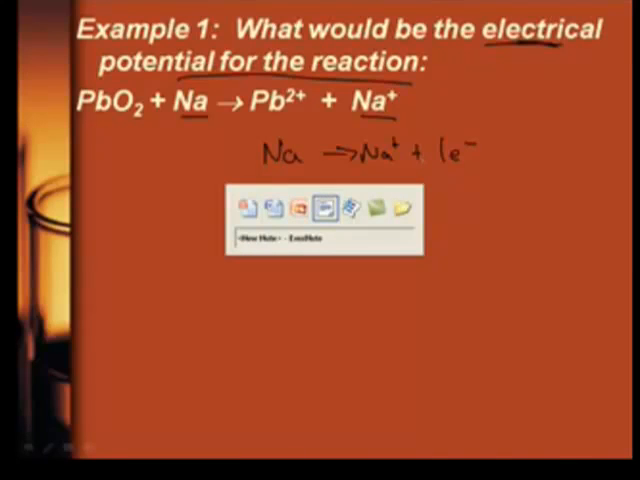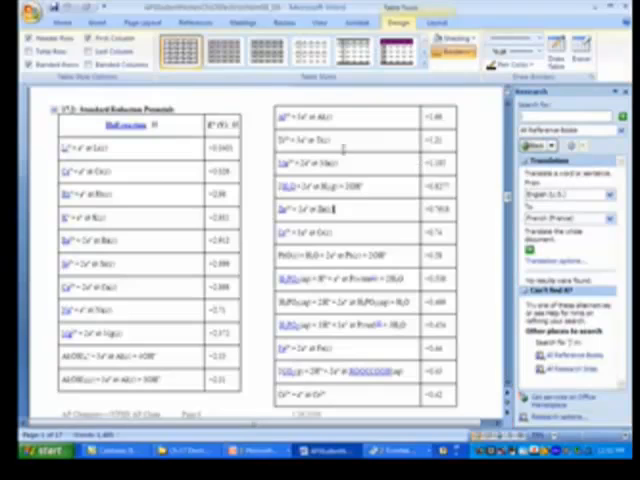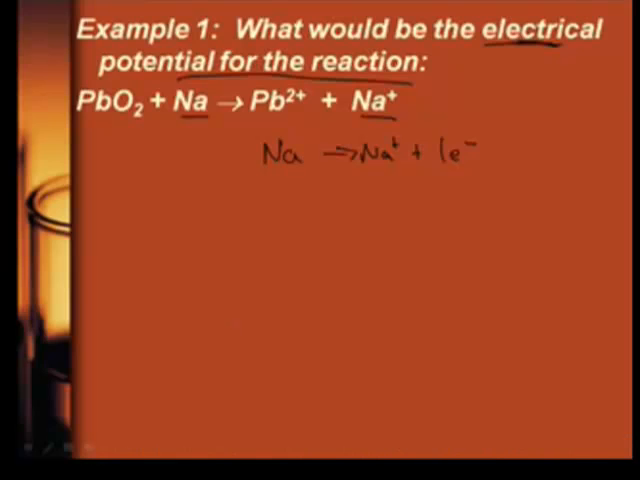It's in the second one. There you go. All right. So we need to find sodium. Sodium, there it is. And look at the voltage. Now it's negative 2.71. And that's for the plus ion to go to the metal. So this one is flipped, so it's going to be positive 2.71.